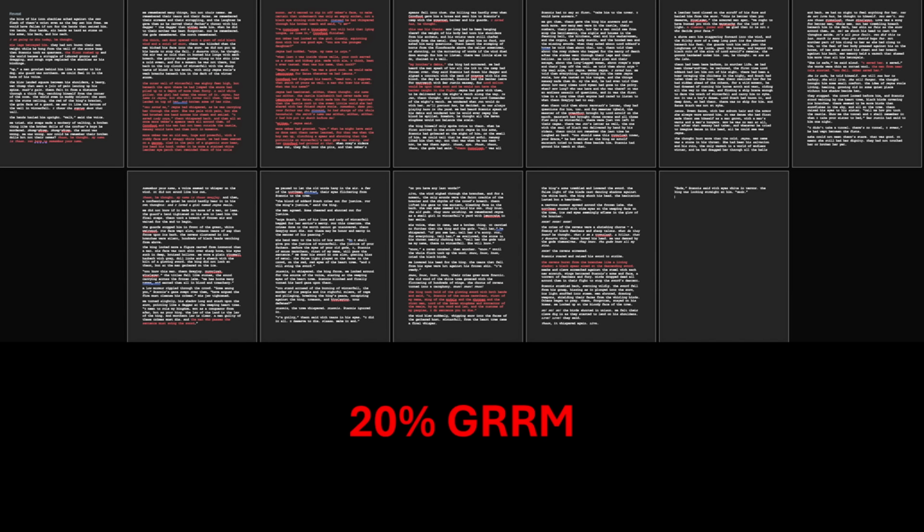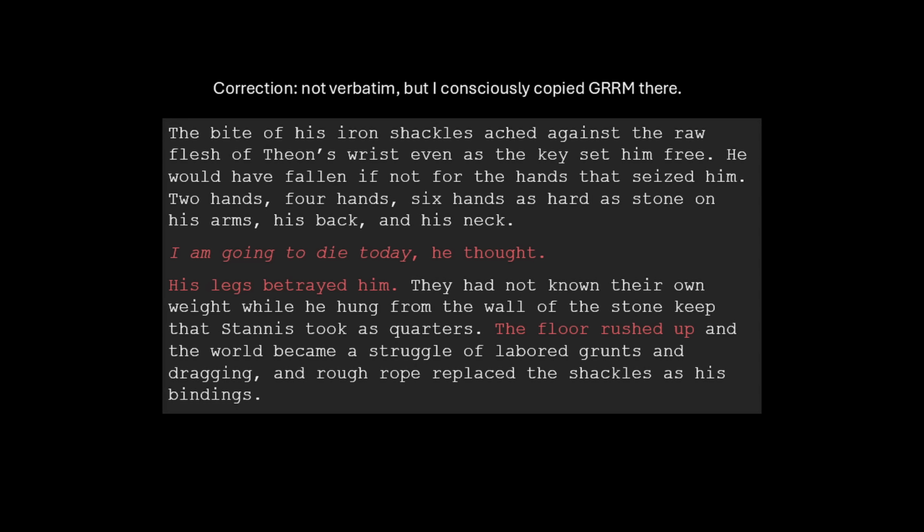A lot more than you might expect was GRRM's words. People who I showed this to ahead of time commented that "I'm going to die today, he thought," right at the start, didn't really sound like George, but I actually directly copy-pasted that from A Song of Ice and Fire. "His legs betrayed him" is also something that George has said before when describing Tyrion falling down. And then "the floor rushed up" is kind of a Georgism. He often describes falling as the floor rushed up to meet him, or the ground rushed up to meet him, or the water rushed up to meet him. He likes describing falling that way.